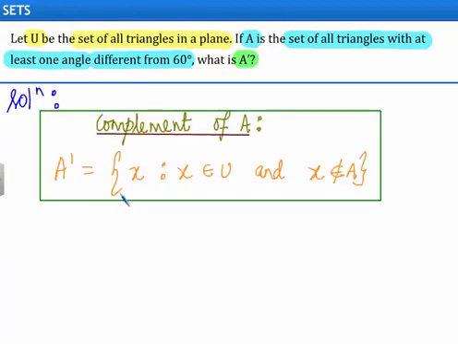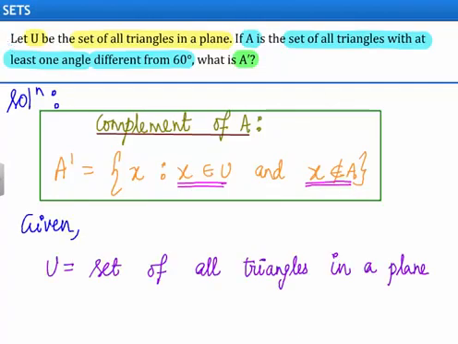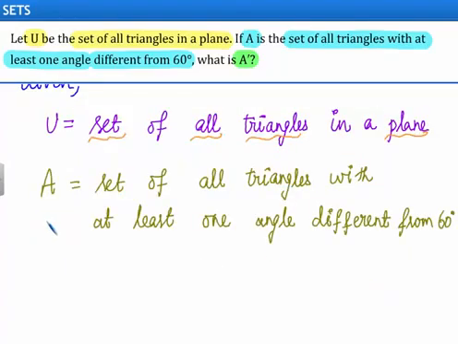Let us recall the definition of complement of A. A complement is equal to set of X such that X belongs to the universal set and X does not belong to the set A. It is given U is equal to set of all triangles in a plane. We have set A. Set A is equal to set of all triangles with at least one angle different from 60 degrees.